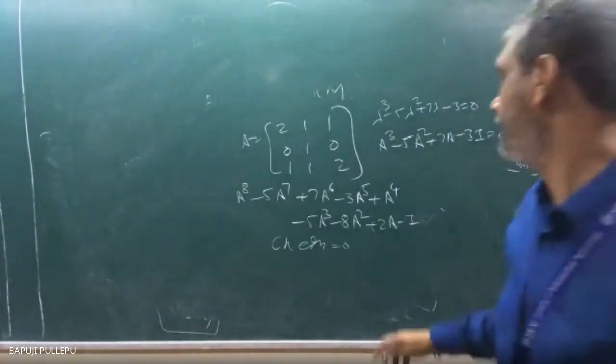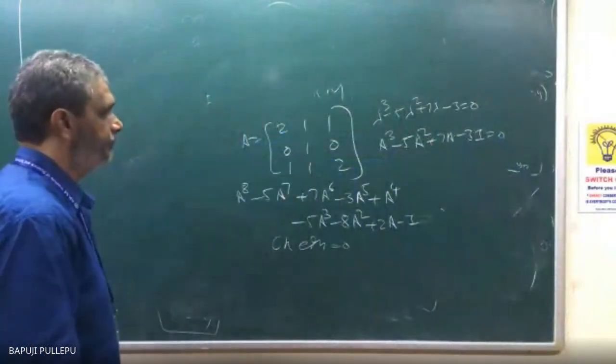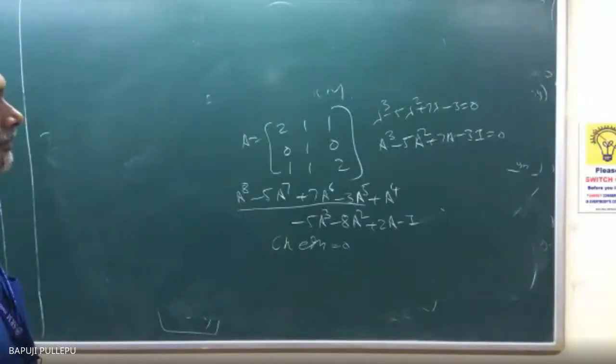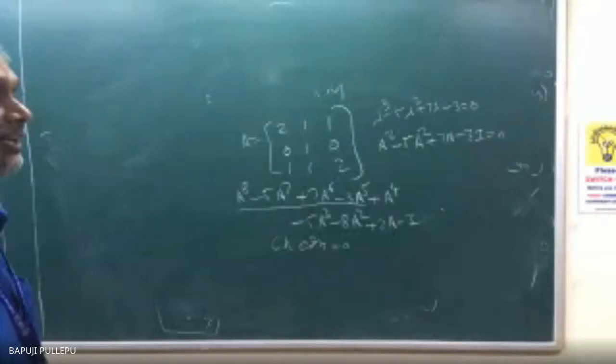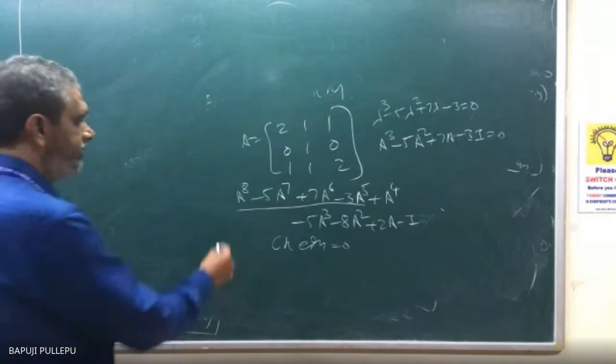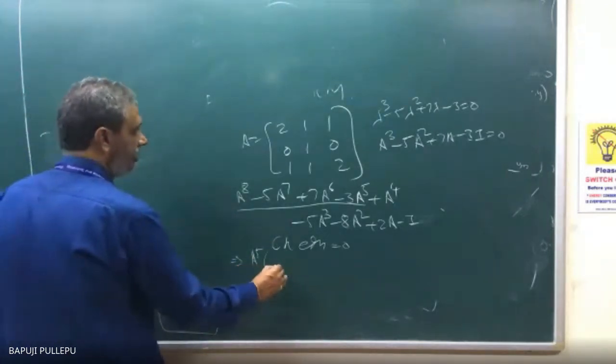Now come on, we know that. From this equation, can you prepare that equation? If I take A power 5 common, what will happen? Tell me. 0, sir. So we'll get the previous equation, A cube minus 5A square plus 7A minus 3I. That equation will always be 0. So from this, I will take A power 5 common.